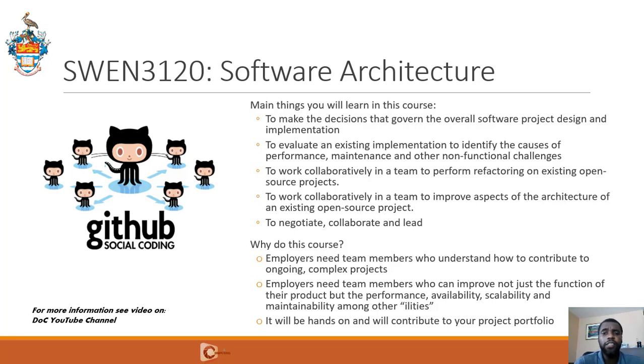Well, employers need team members who understand how to contribute to ongoing complex projects. In fact, some recruiters now look for your GitHub profiles, for example, and see what you have been doing on GitHub. Okay, that shows a certain level of skill. People can look at your code. And employers need team members who can improve not just the function of their product, but also the performance, the availability, the scalability, and the maintainability of the project.